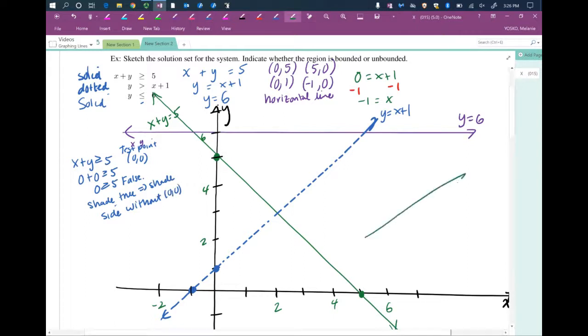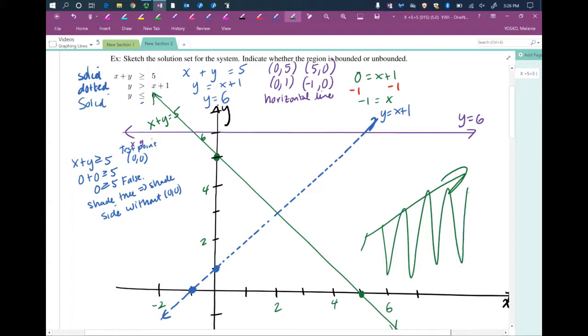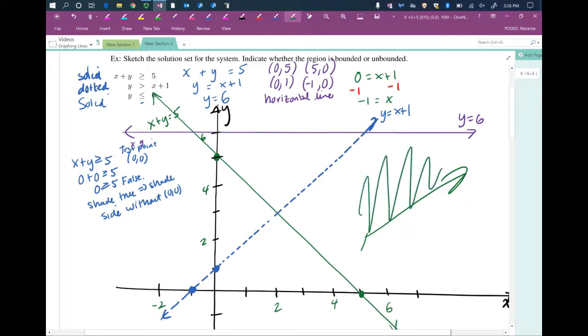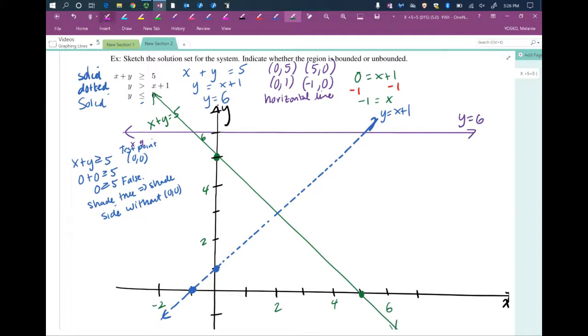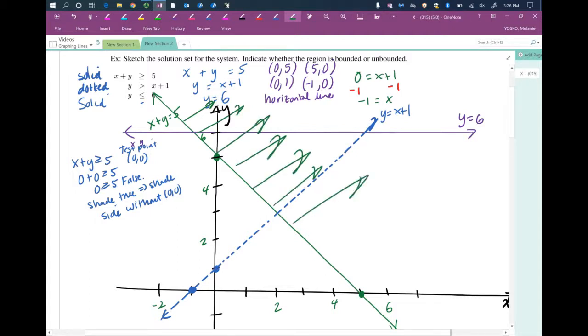Remember, if you're shading a line in space, either this half plane is true or this half plane is true. So we're going to test one side of it and see what behavior we have. Okay, so we see that we're going to shade the side without 0, 0. So here's 0, 0, we're shading this way. I'm just going to draw some arrows for now for you to see. I'm shading like this. I may make them shorter in just a bit, but I'm shading all the way through like this.